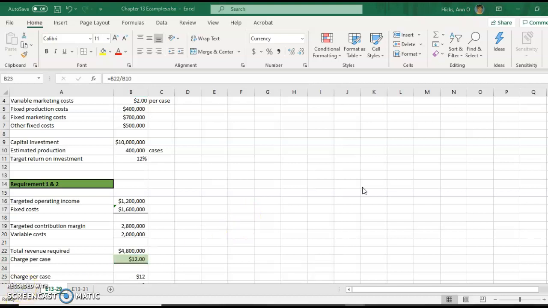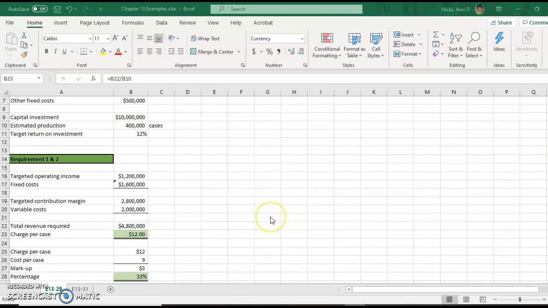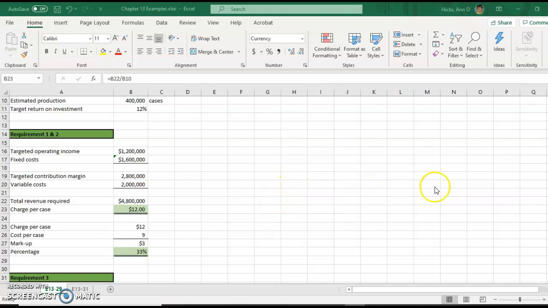Now, the second part of this requirement was that they wanted us to calculate the markup percentage on full cost. So to do that, all we need to do is take the price we just calculated of $12, subtract from that the cost per case. Now, the fact that they want us to calculate the markup on full cost means we need to include both variable and fixed costs and both production and marketing costs.